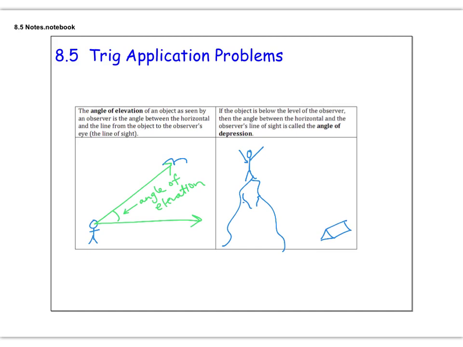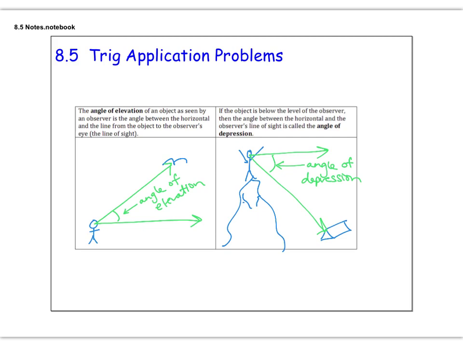If you take a ray coming out at a horizontal and then another ray down to the object you're looking at, that angle in between those two rays is called the angle of depression. This would be the angle of depression. It's basically the angle formed when you're looking down at something. I'll read the definition. It says, if the object is below the level of the observer, then the angle between the horizontal and the observer's line of sight is called the angle of depression.